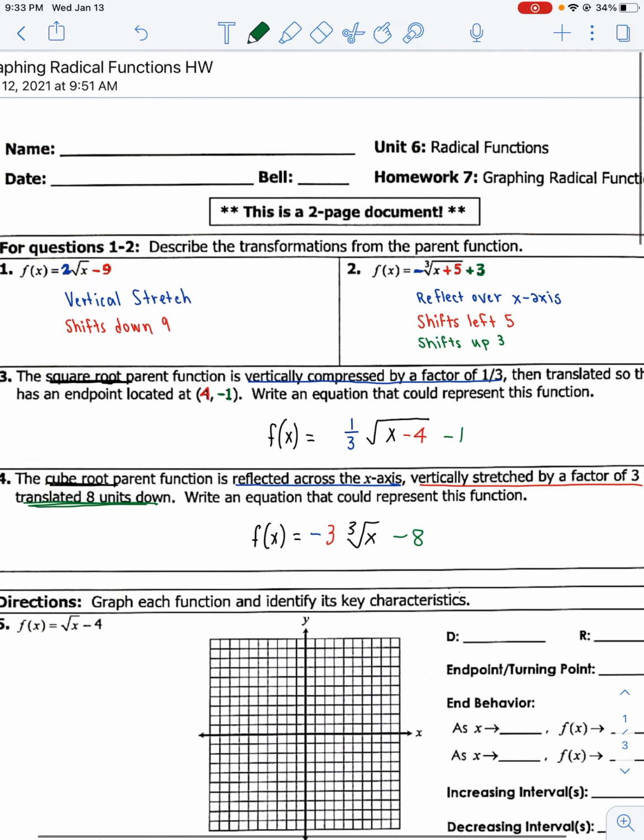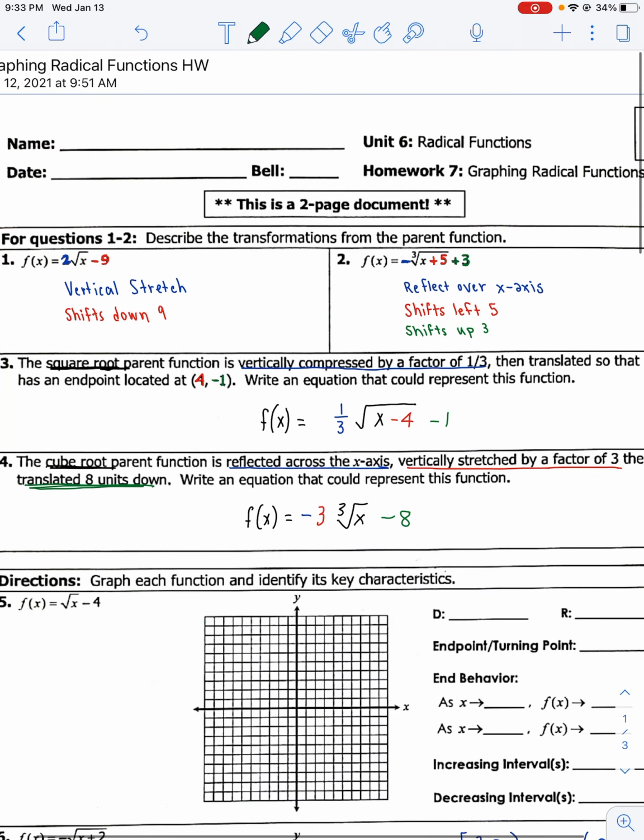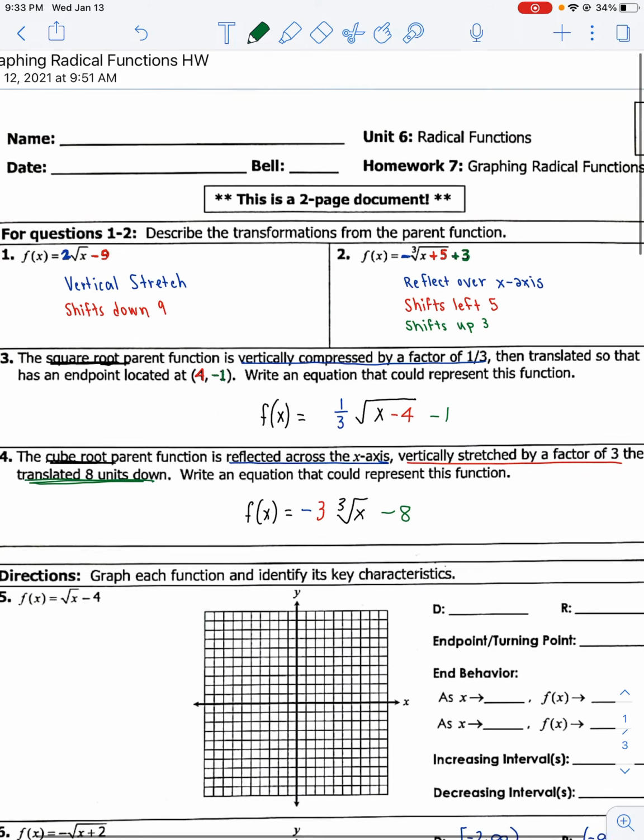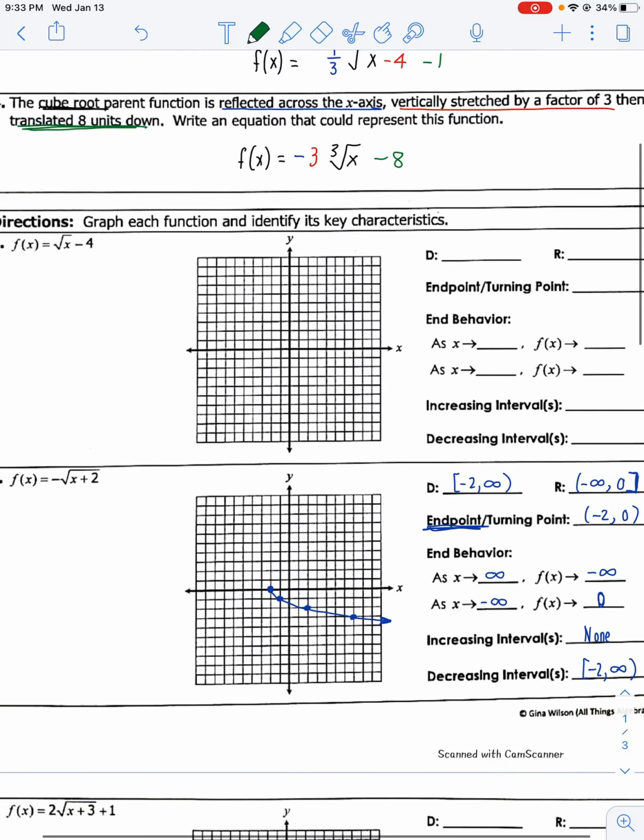And then finally, number 4, it's a cube root function. It's reflected across the x-axis, so there's that negative. It's vertically stretched by a factor of 3, so that is that A value out front. And then it says it's translated 8 units down. So remember, that needs to be on the outside, and it is what it is. So -3 times the cube root of x, and then outside of that, -8. So hopefully you were able to get all 4 of those correct. Now you should. So you should have all that worked out.